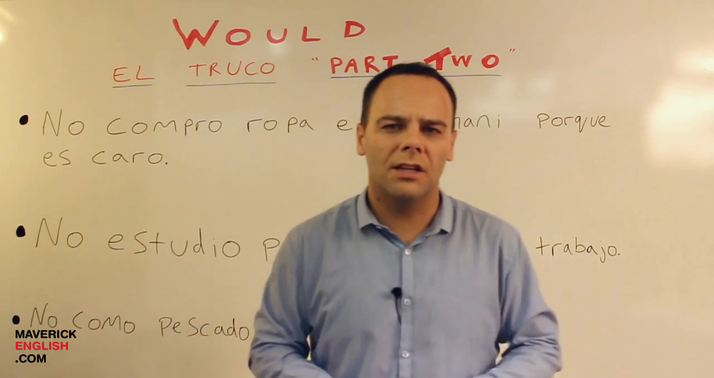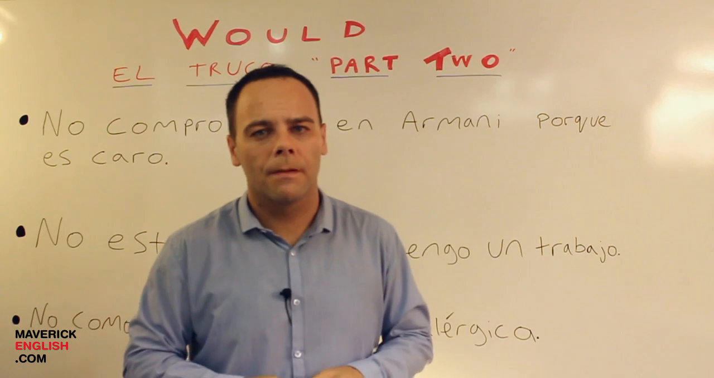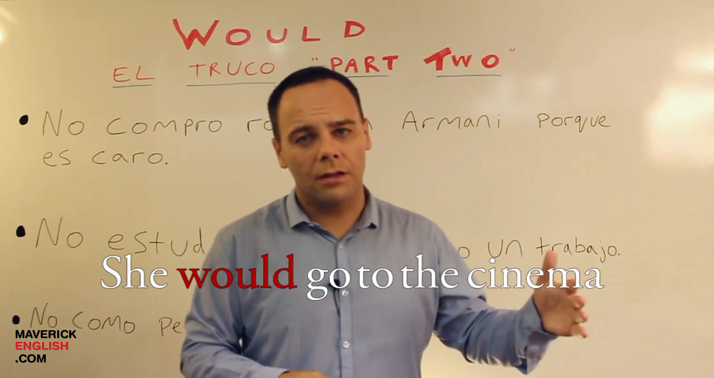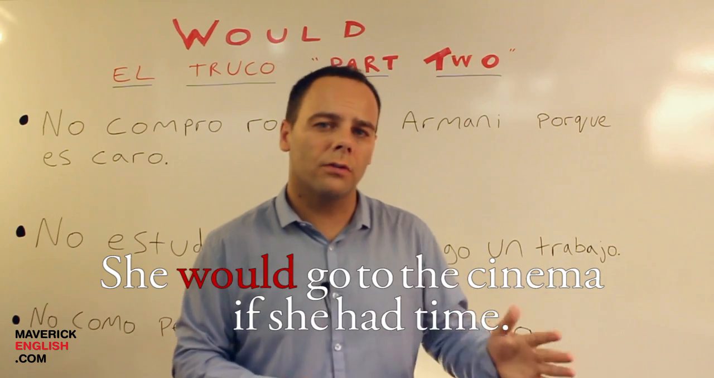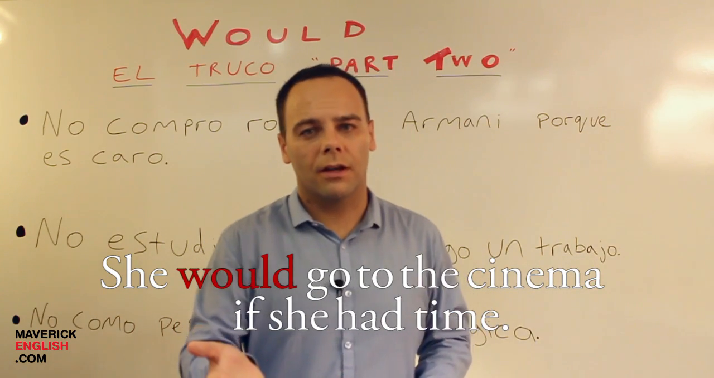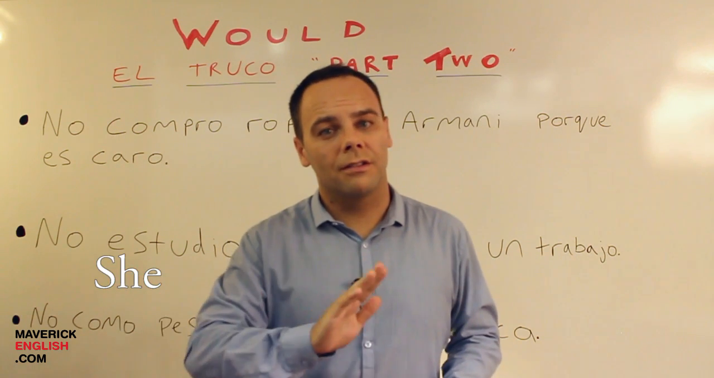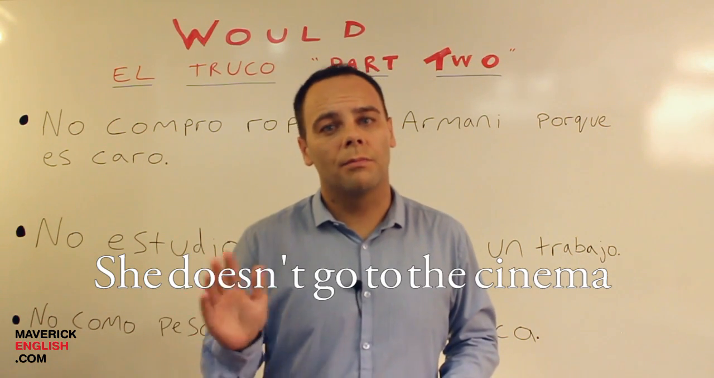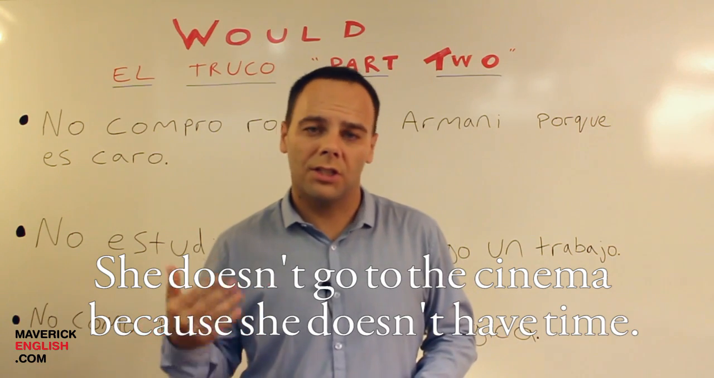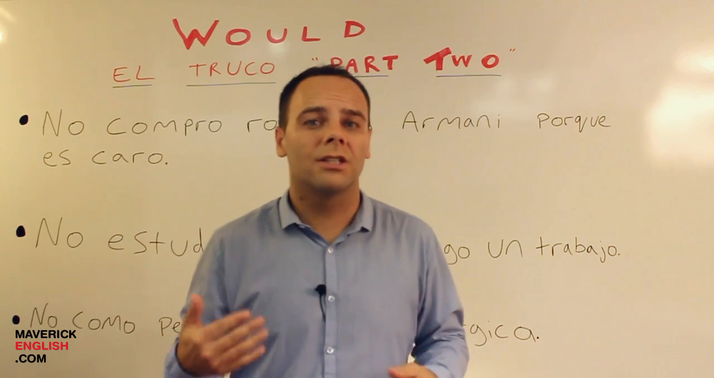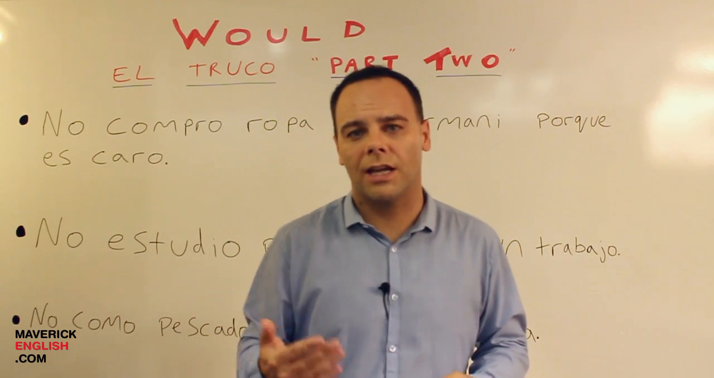Okay, let's do some she and some he. Are you ready? Okay, let's go. She would go to the cinema if she had time. Okay, so the present would be she doesn't go to the cinema because she doesn't have time. So the conditional is she would go to the cinema if she had time.